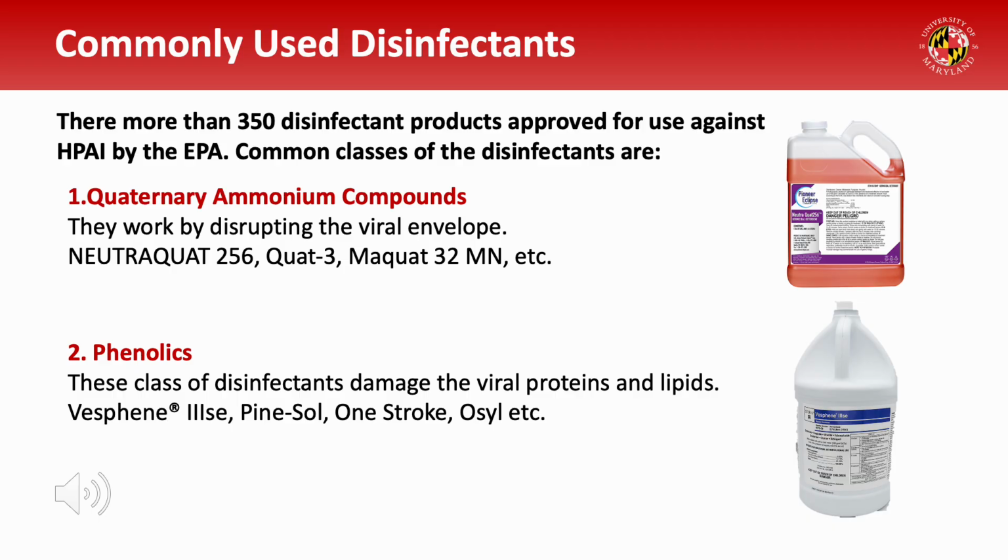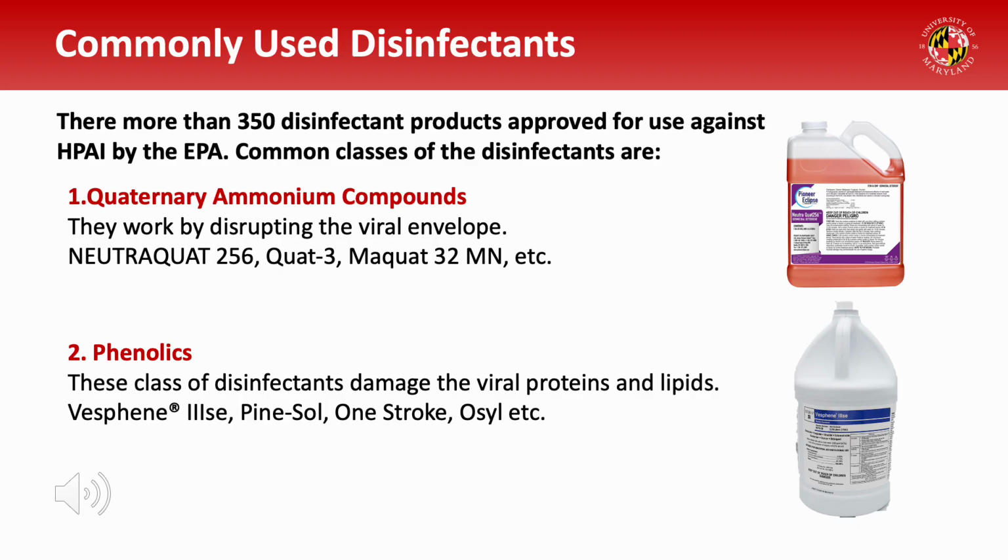Commonly used disinfectants. There are more than 350 disinfectant products approved for use against HPAI by the EPA. Common classes of the disinfectants are: 1. Quaternary ammonium compounds. They work by disrupting the viral envelope. For example, NutraQuat 256, Quat 3, Maquat 32MN, etc.